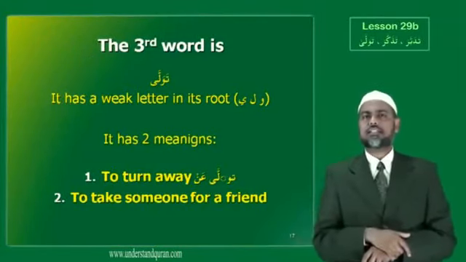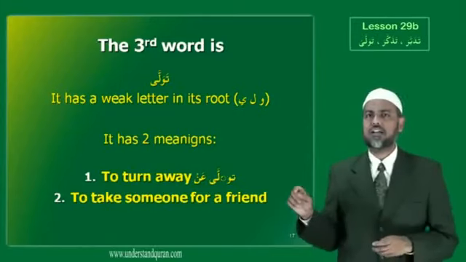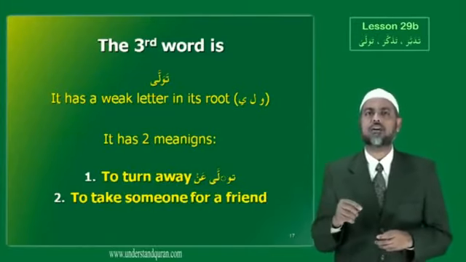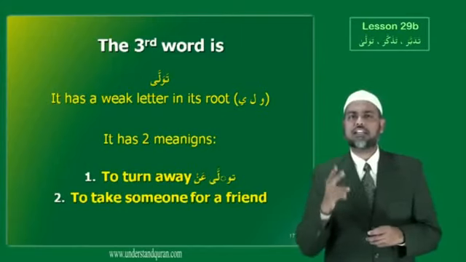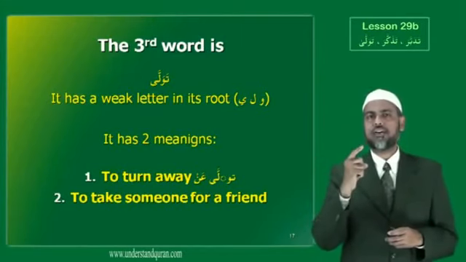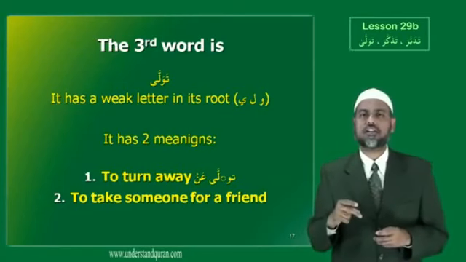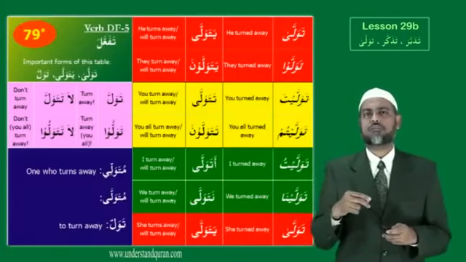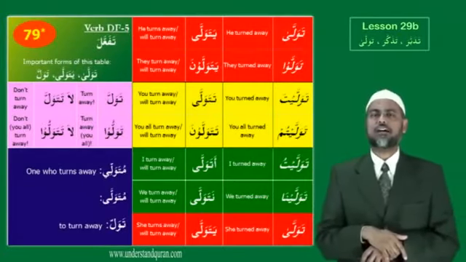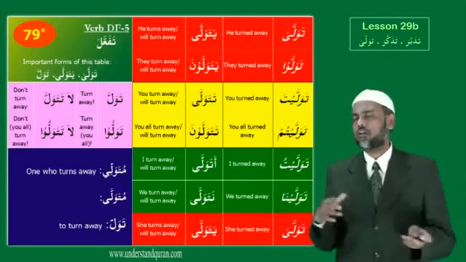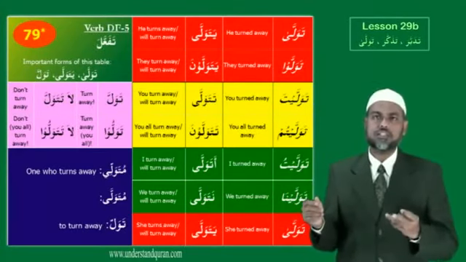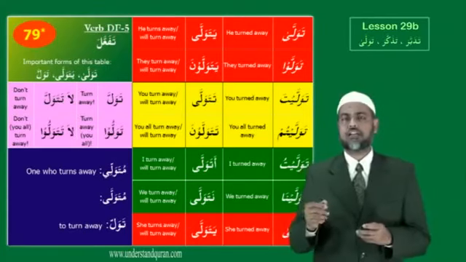The third word is tawalla. It has a weak letter in its root, walaya, tawalla. And tawalla has two meanings: to turn away, and to take someone for a friend. So tawalla, we can say turn away or the other meaning, but just repeat it in Arabic.